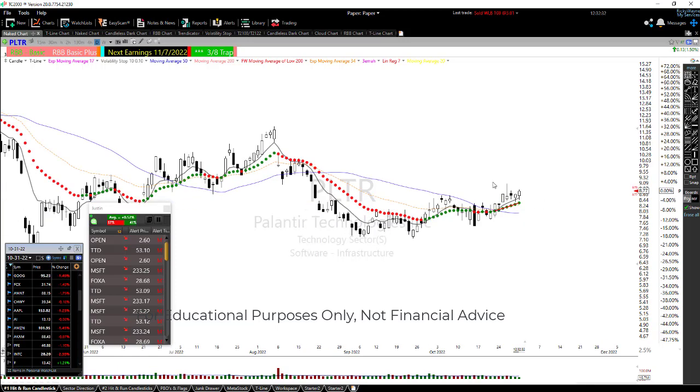Now, let's talk about an entry. An entry is extremely personal, not secretive, just personal. Somebody here might say, I wouldn't touch this with a 10-foot pole till it breaks out over 905. There's nothing wrong with that. If that's your trade, that's your trade. I agree with you. If I was to say, hey, this is a buy right now, which I think it is, then I have to agree with that. And trading is simple, especially this type of trade right here.